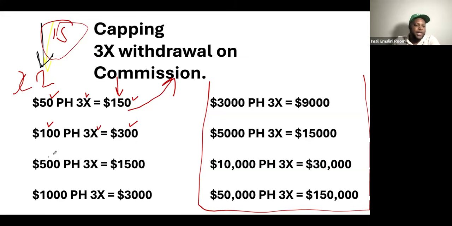Now, if your total PH balance is $500, that means $1,500 is your total withdrawal balance that you can get. Now, $1,000 times 3 is $3,000. $3,000 times 3 is $9,000. The more you PH, the more your commission volume in terms of withdrawal grows.